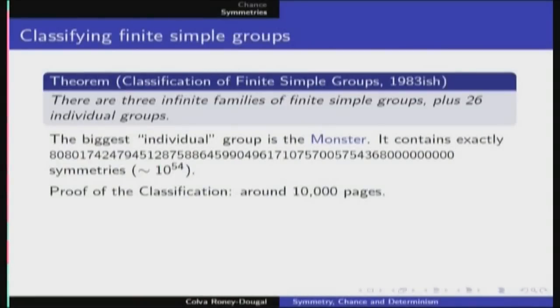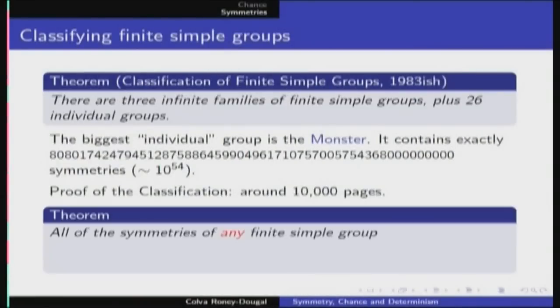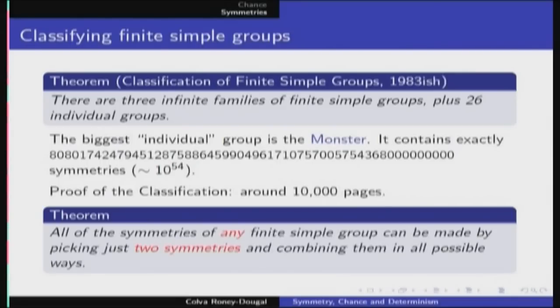Once you've got this theorem, coming back to my randomness, it's quite easy to prove that if I pick any of these finite simple groups from the infinite families or the leftovers, then I can choose two symmetries and combine them to make all of the rest. Even the monster, even all of those 10 to the 54 symmetries can be made by taking just two and combining them together.